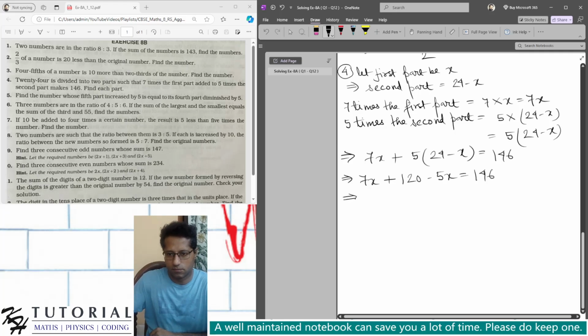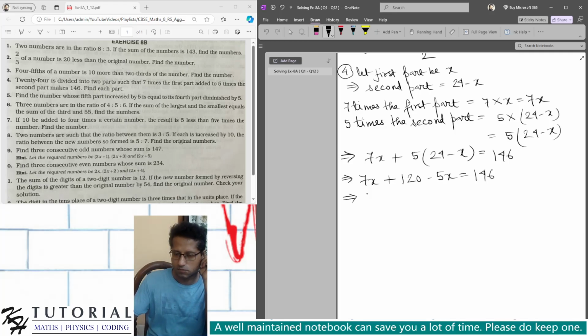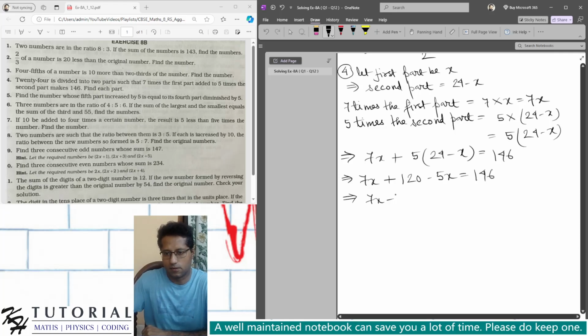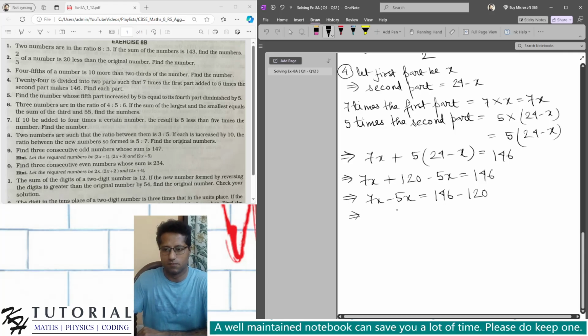Now by transposition of terms, we will keep all the variable terms, that is the x terms, on the left hand side, and we will transpose all the constant terms to the right hand side, and we get 7x minus 5x is equal to 146 minus 120. So this implies, after further simplification of both the LHS and the RHS, we get 2x is equal to 26. Hence, we get x is equal to 26 divided by 2, which is 13. So the first part is 13.